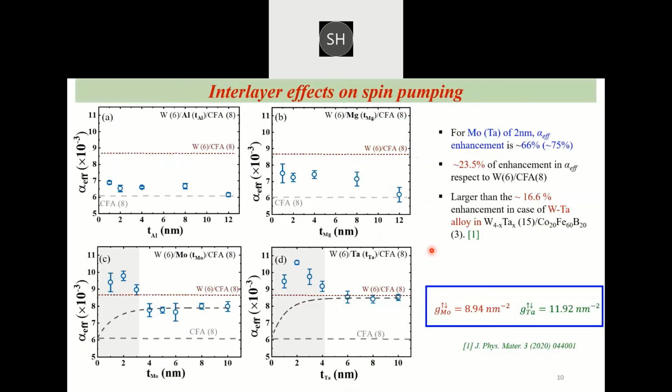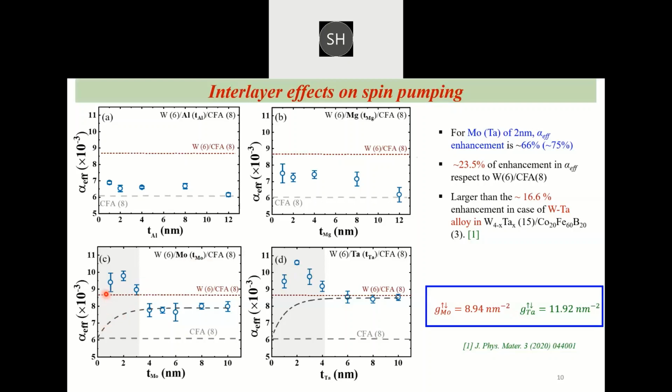Now, after establishing the spin pumping phenomena in tungsten CFA heterostructures, next we observe the effect of different interlayers of different SOC strength and different thickness of interlayer on the spin pumping efficiency. So we see that for the interlayer with low SOC strength, that is aluminum and magnesium, the spin pumping is blocked for any thickness of the interlayer. This is expected as the low SOC strength of the interlayer blocks the spin pumping from the CFA layer to the tungsten layer.